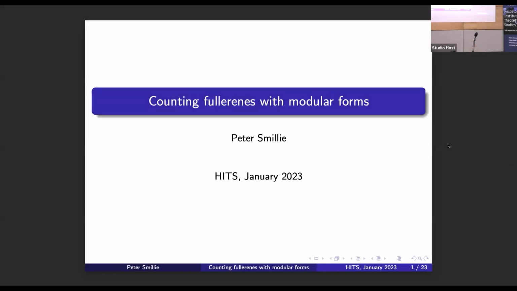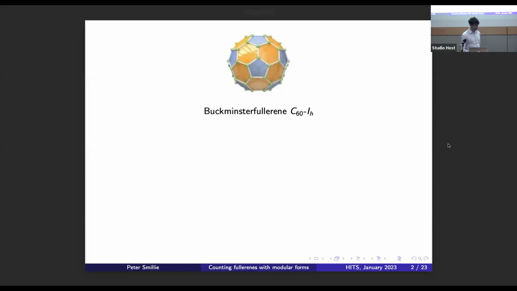So I'm going to talk about fullerenes, counting them, and doing so with fancy math. Here's a picture of sort of the archetypical fullerene. This is Buckminsterfullerene. It's a molecule. Each little green vertex is a carbon atom, and there are 60 green vertices on a soccer ball, and that explains that 60 there.